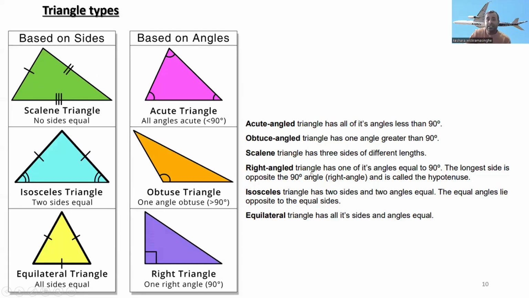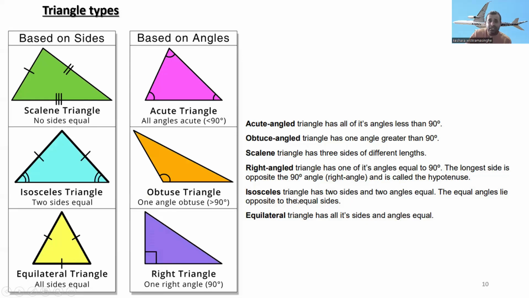And the right angle triangle has one of its angles equal to 90 degrees. Here is the right angle. The longer side is always opposite the 90 degree angle, the right angle, and it is called the hypotenuse.